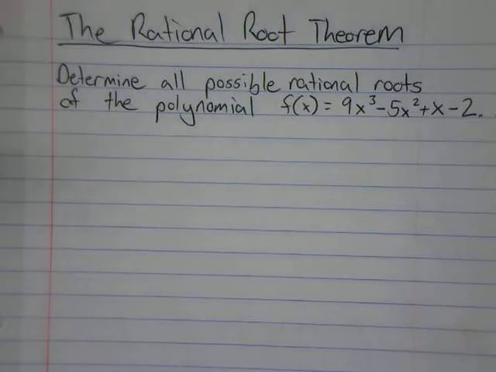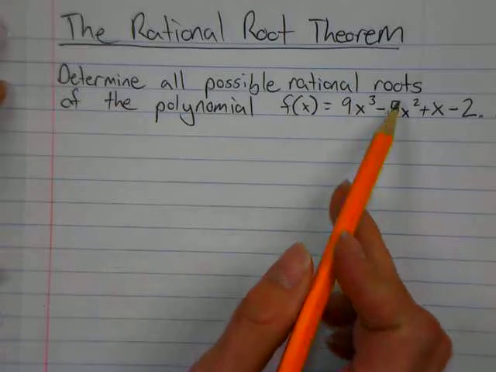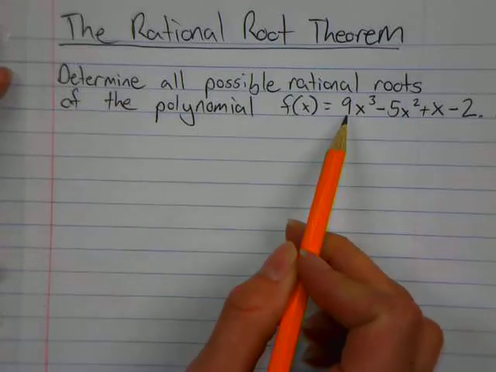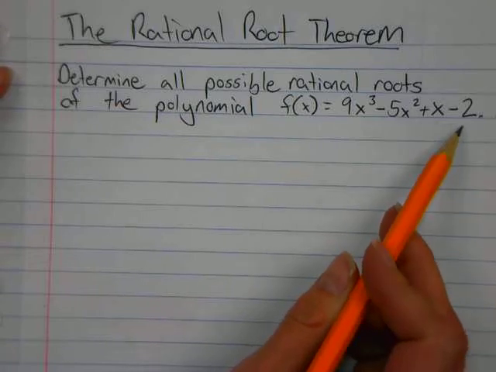In this video, I'm going to be talking about the rational root theorem, which tells us all of the possible rational roots of a polynomial. So this problem says determine all possible rational roots of the polynomial f of x equals 9x cubed minus 5x squared plus x minus 2.